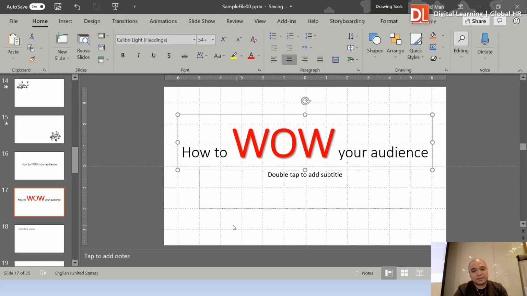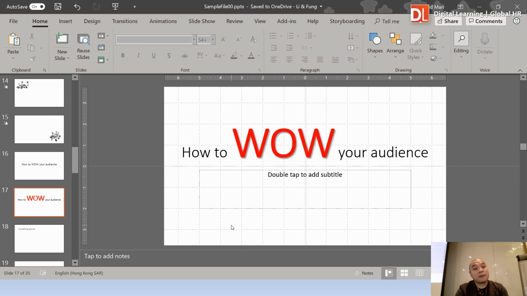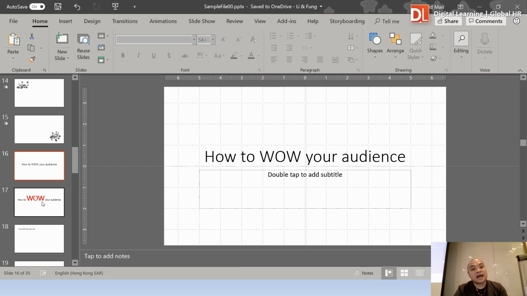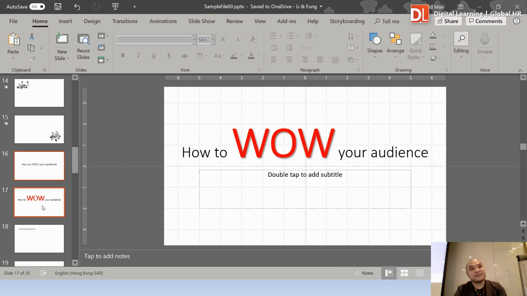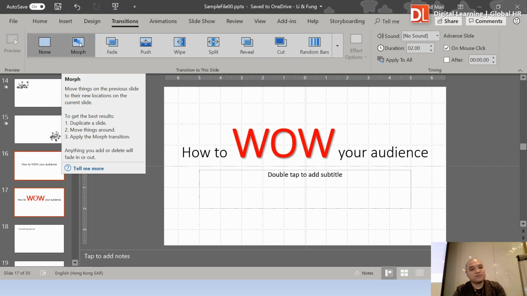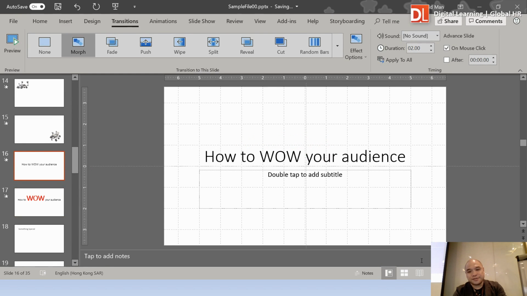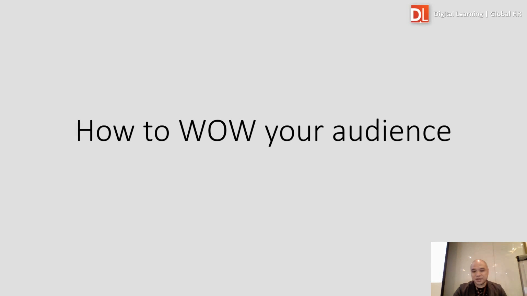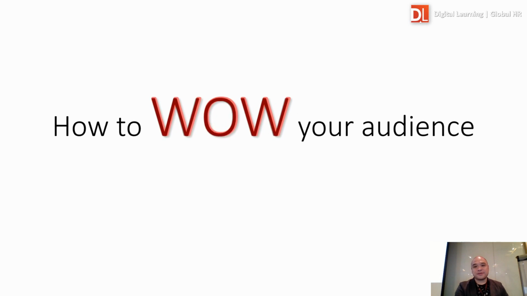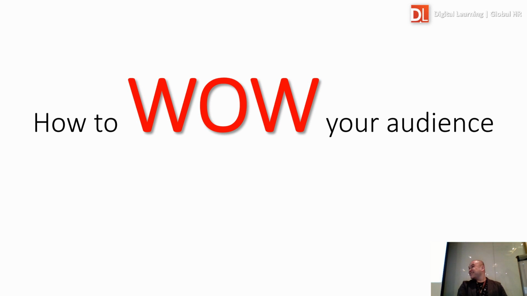And then after that, what I'm going to do is apply the morph transition to both slide number 16 and number 17. So how to do it? Highlight these two slides. Just simply select the first one, press the Control key, and then choose the second one like this. And then go to the Transition and press the Morph option. See what happens. Now, I just want to apply the animation. How to wow your audience. Wow your audience is in this way. Is it okay?